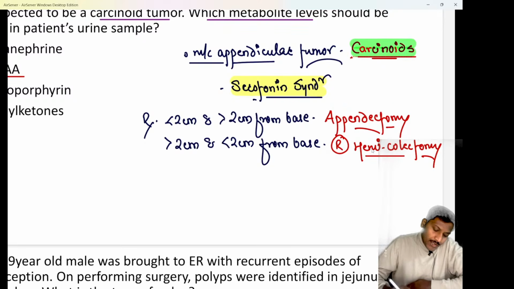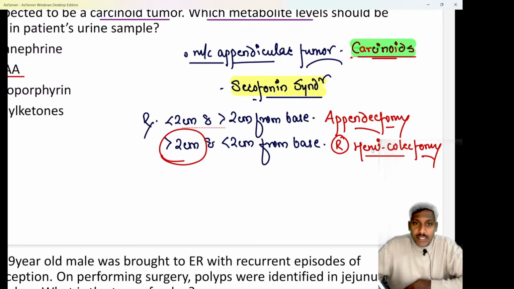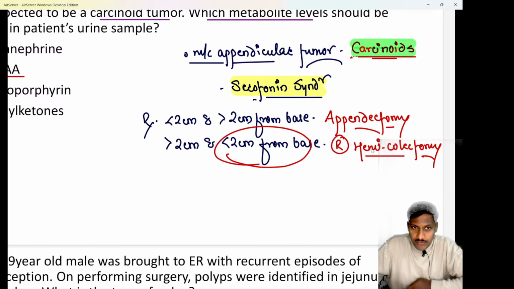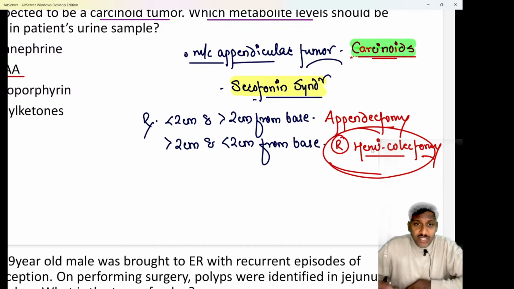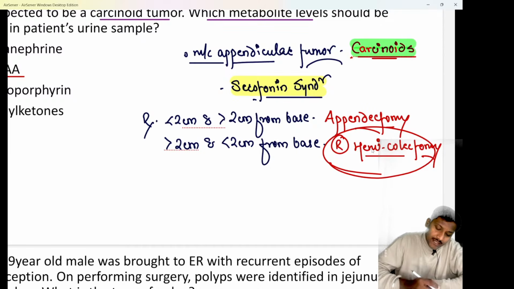But if the size of the tumor is more than 2 centimeters, or the tumor is within 2 centimeters from the base, then in this condition I have to remove the whole right half of the colon, and that is called a right hemicolectomy, beta. That has to be the treatment.